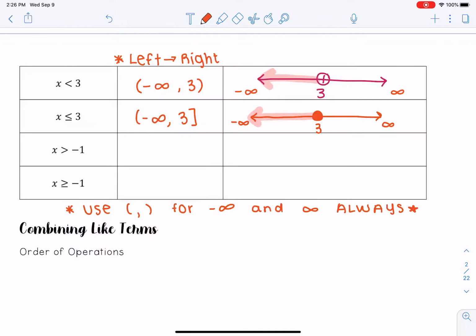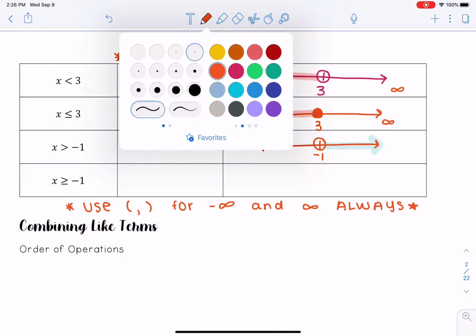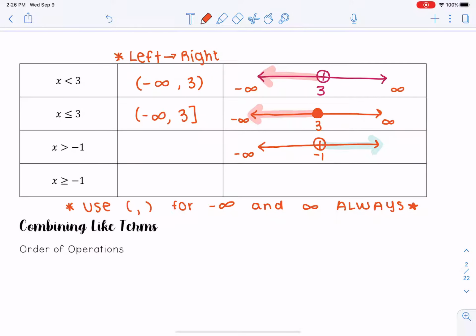Now let's try it for -1. I'm at -1, and it says x is greater than. So I'm going to put an open circle and shade everything to the right. Now if I put my negative infinity to infinity and read left to right, the first thing I hit is a -1, then I hit infinity. I can't contain infinity, and I don't want to include -1.